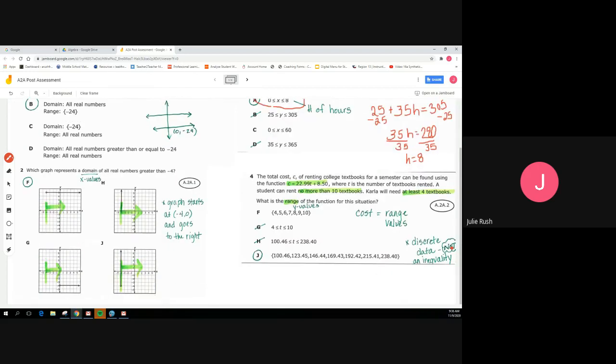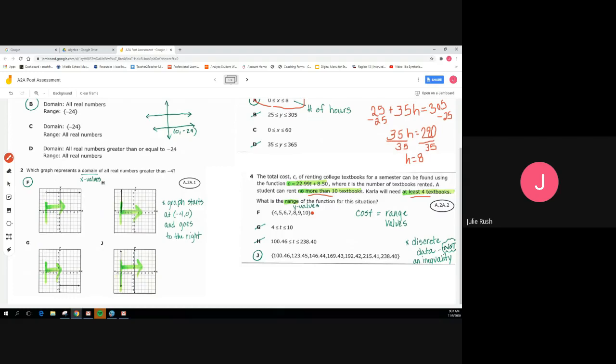Question number 4 reads, the total cost C of renting college textbooks for a semester can be found using the function C equals 22.99t plus 8.50, where t is the number of textbooks rented. So it looks like the cost of each textbook is $22.99, and then there's an $8.50 fee. A student can rent no more than 10 books, and Carla will need at least 4 books. What is the range of the values of this function?